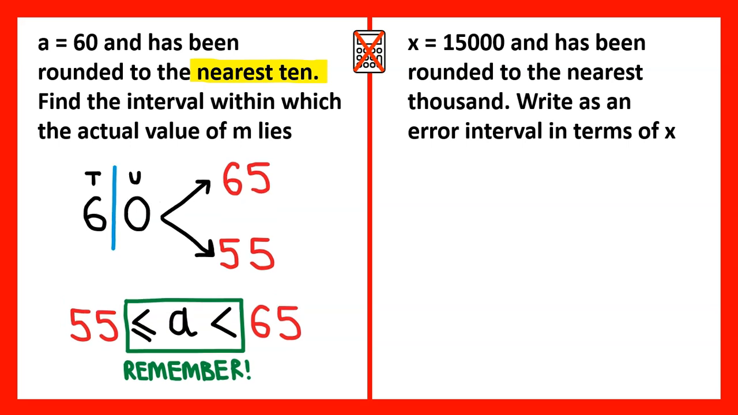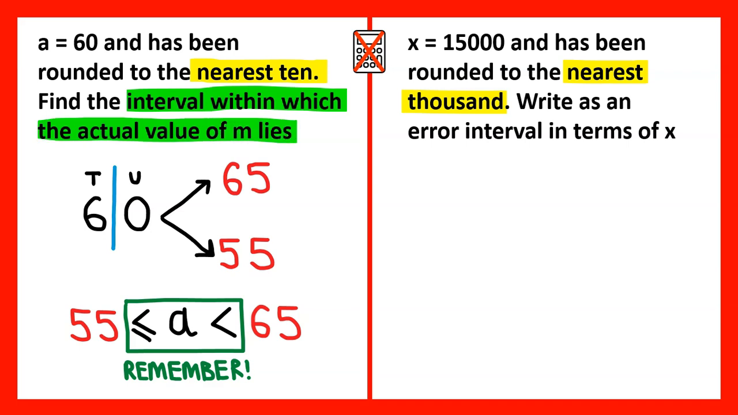For the second question, x equals 15,000 and has been rounded to the nearest 1,000. Write as an error interval in terms of x. Notice the slight difference in language compared to the first question. The first question said find the interval within which the actual value of m lies, and the second question quite simply states write as an error interval in terms of x. Even though these are written slightly differently, they're requiring us to do the same thing to find the error interval.